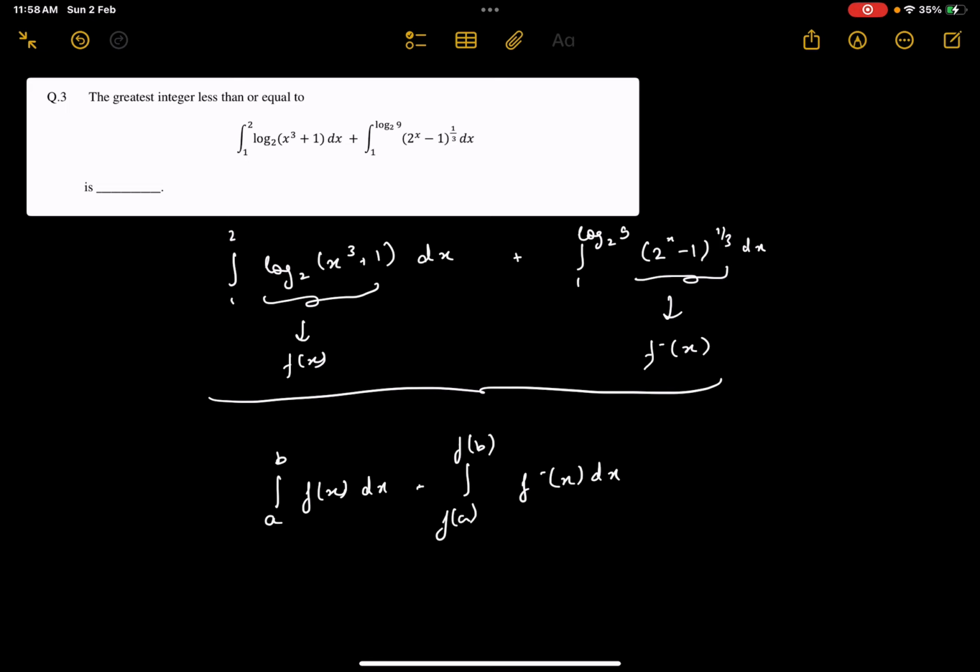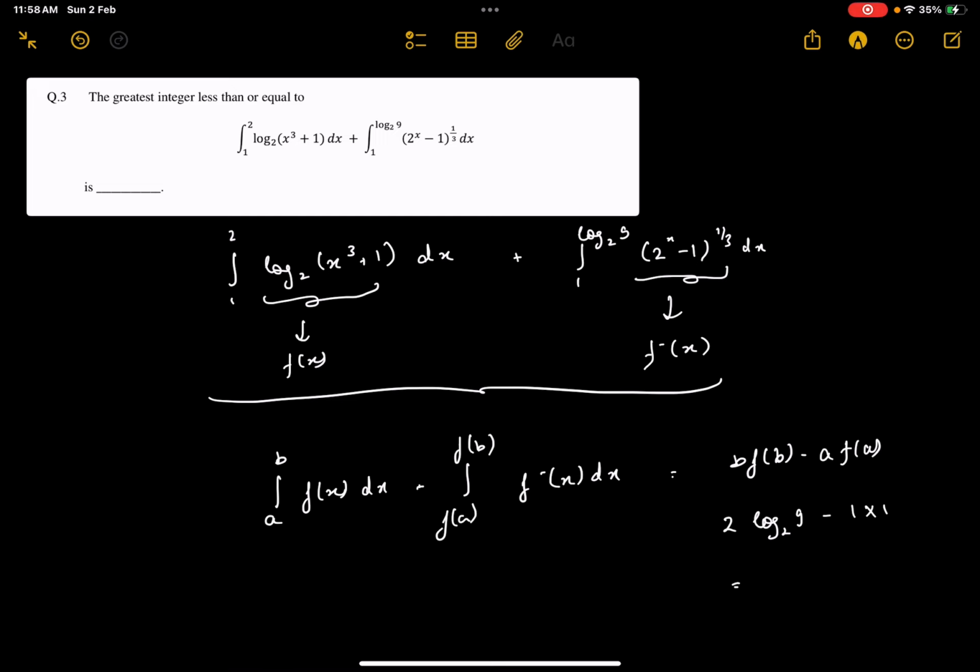And yeah, so recall that this thing is b f(b) minus a f(a). So substituting the values, b is 2, f of b is log base 2 of 9, minus a, f(a) is 1 into 1.